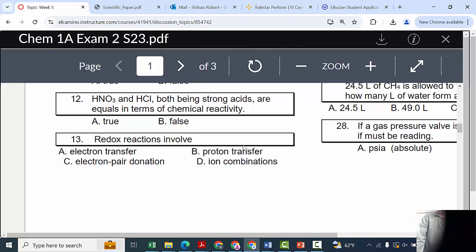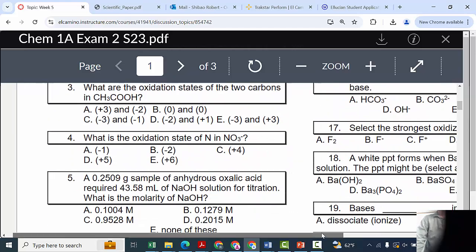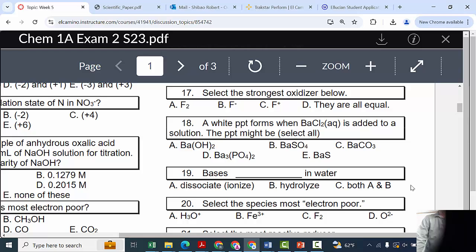You have another one about 18, where it talks about a white precipitate forming when barium chloride is added to the solution. Something might be, and it gives a bunch of different options. I know we made barium sulfate in our lab, so we know that one's a white precipitate. But how would we know what to look for when barium chloride is added to a solution? We don't know what the solution contains.